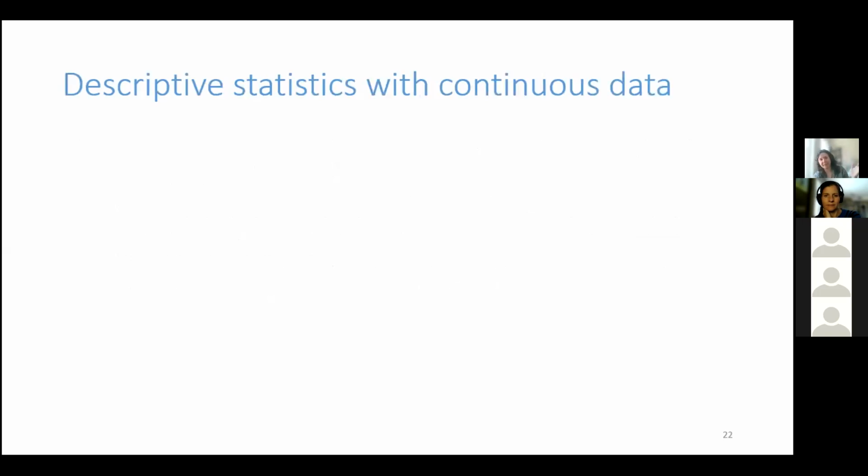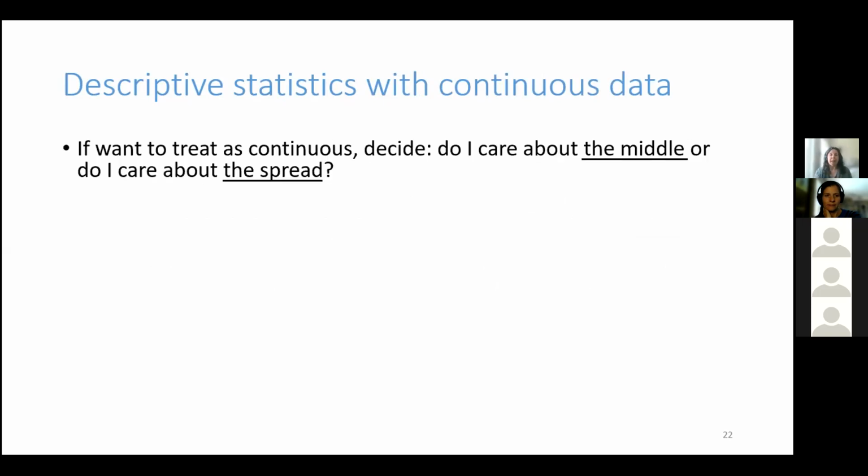Okay, with that being said, let's say you have continuous data and you're comfortable running traditional descriptive statistics with it. Your first decision is thinking about whether you care about the middle of the distribution or the spread of the distribution. You can picture almost every continuous variable as existing in a distribution. It may be normal, it may not be normal, but no matter what, there's going to be low values, middle values, and high values. So do you care about what's happening in the center, or how fat that distribution is?